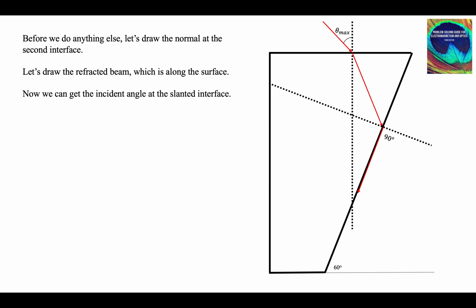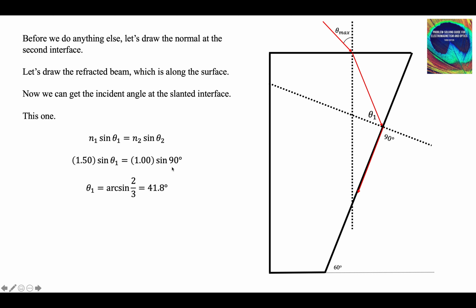Now we can calculate this angle, the incident angle at the slanted surface, theta 1 for the second refraction, using Snell's law. We have the glass, 1.50. Theta 1 is in the glass. 1.00 for the index of refraction of the air, and 90 degrees for the angle of refraction in the air. So theta 1 is 41.8 degrees. We can put that in.